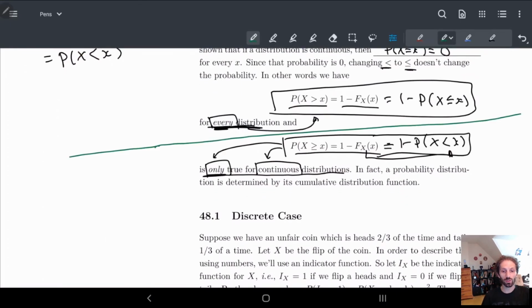What we're going to do is look at the cumulative distribution function in the discrete case and the continuous case, and see what they look like in both cases. So we'll stop here for this video, and I'll see you in the next video to talk about the discrete case. I'll see you then.